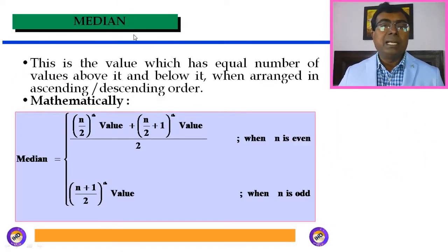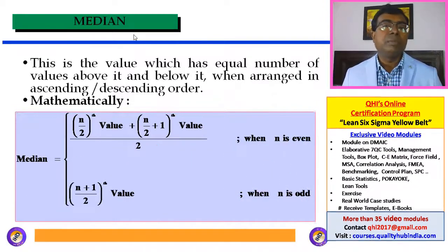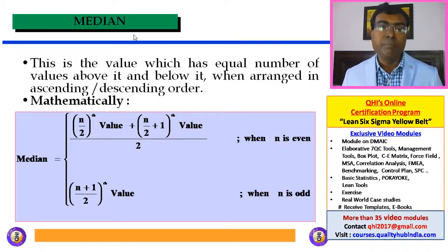And to calculate the median, that is also quite simple. For that, first of all, whatever set of numbers we have, we need to organize them either in ascending order or in descending order. So after organizing them in ascending or descending order, we can identify the middle point, and that will be our median.